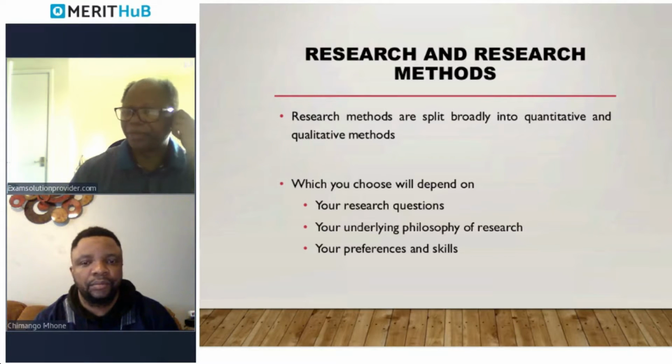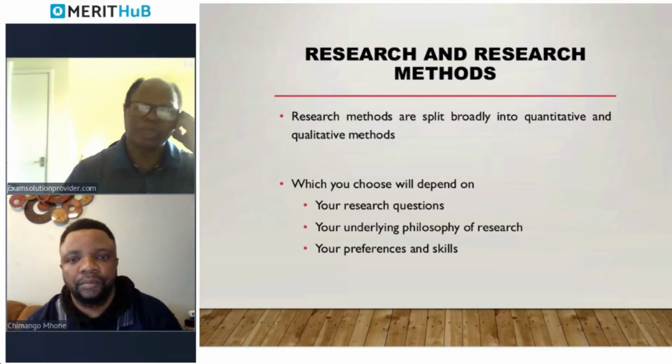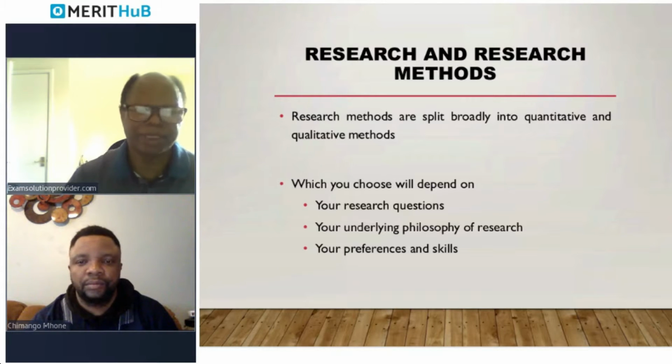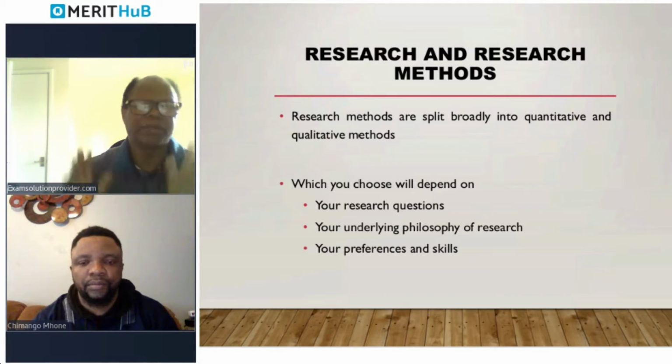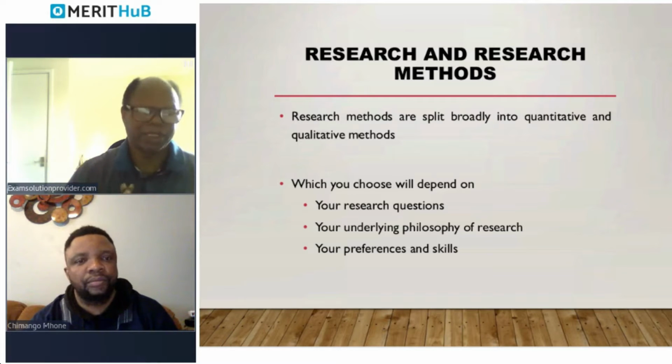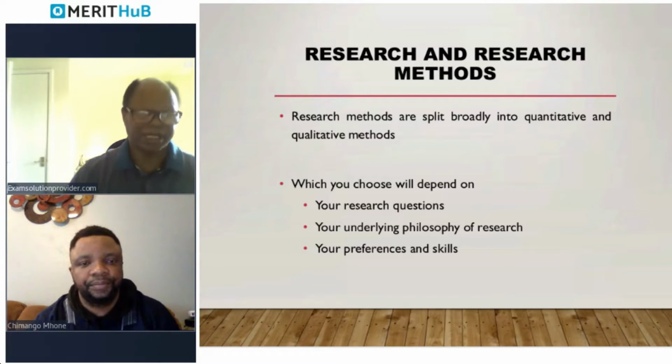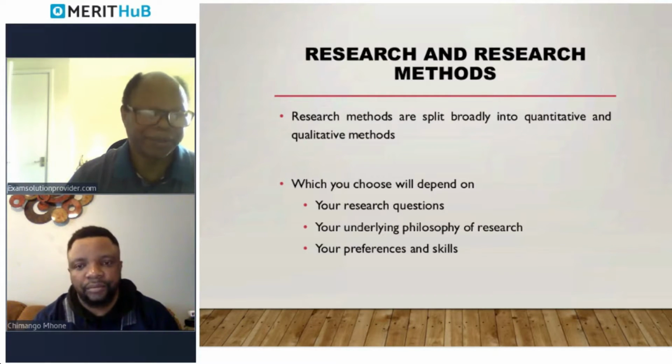Research methods are split broadly into quantitative and qualitative methods. So we are talking of methods here. But quantitative and qualitative can also stand for data. So you have qualitative data, and you have quantitative data. Why is it important to differentiate them? Because each one of them requires different methods. So how to conduct them is going to be different.